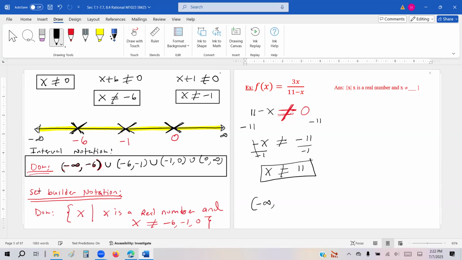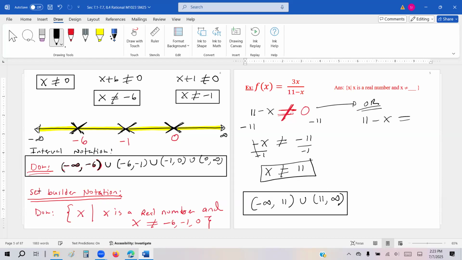Parentheses, negative infinity to 11, parentheses, union, 11 to infinity. Perfect. So here you can do it another way, where we have 11 minus x cannot be 0. Add x to both sides. So x cannot be 11. It's simple.